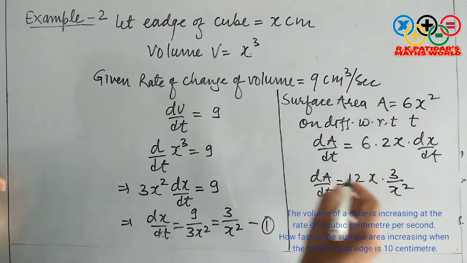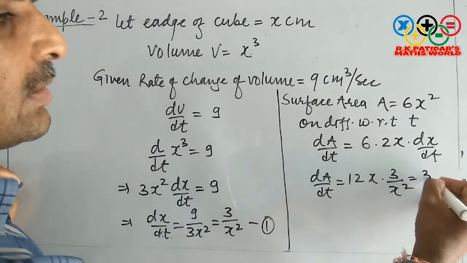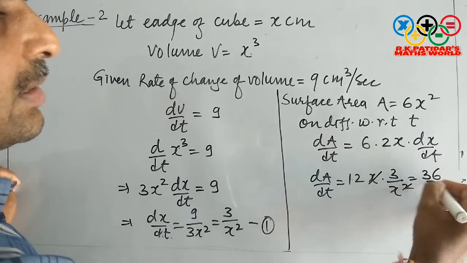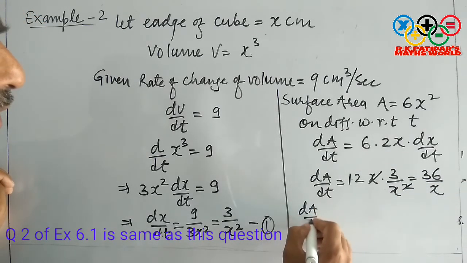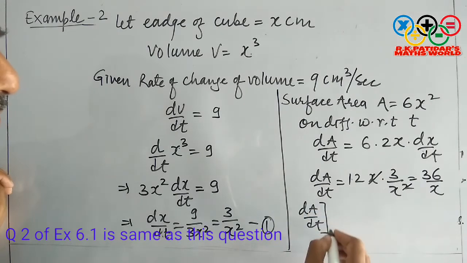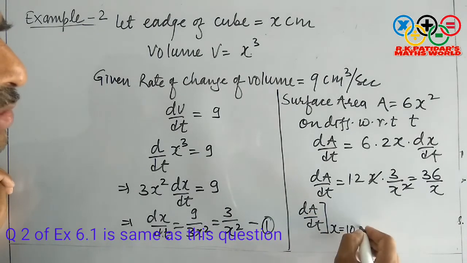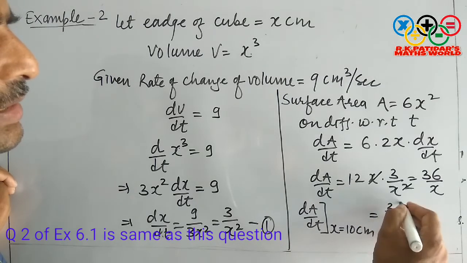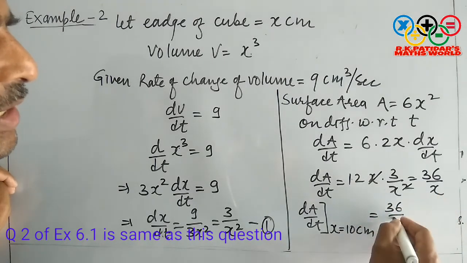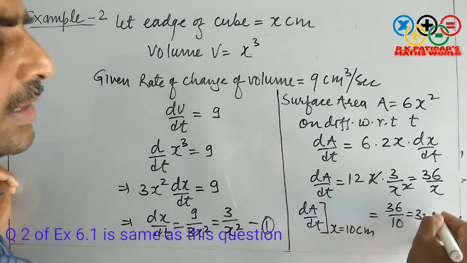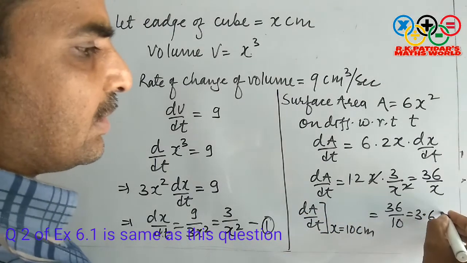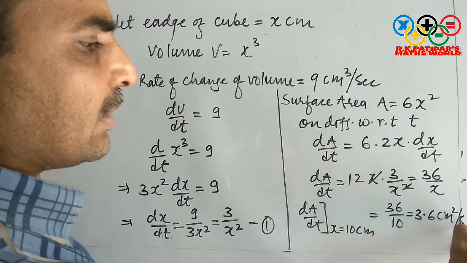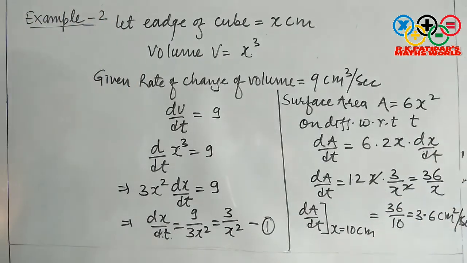3 upon x square means 12, 3 times 12 is 36, and x and x cancel, so 36 upon x. But we have to find out the rate of change of area when x is equal to 10 centimeter. So it is 36 upon the value of x, which is 10, means 3.6, and the unit will be area upon time, that is centimeter square per second.